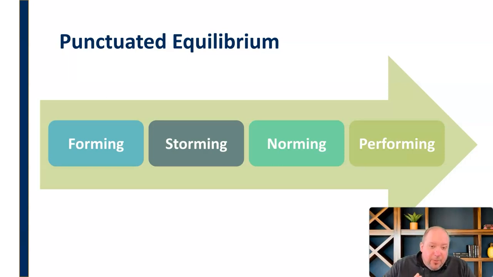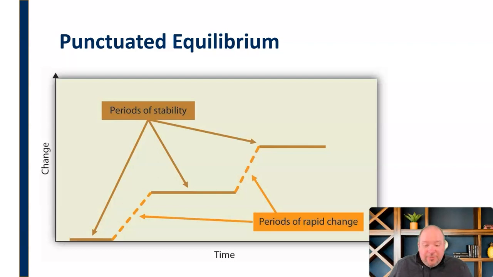That straight upward angle that we saw in that evolutionary chart, it'll be kind of this ragged thing where we see rapid periods of change and then periods of stability in between for these different phases. And then we may go back. It may be cyclical. We may have to go back to these things. So group development isn't just a straight linear thing. We've come to understand that as well.